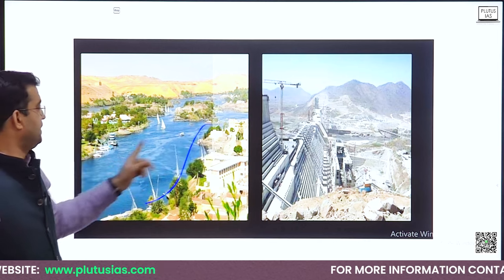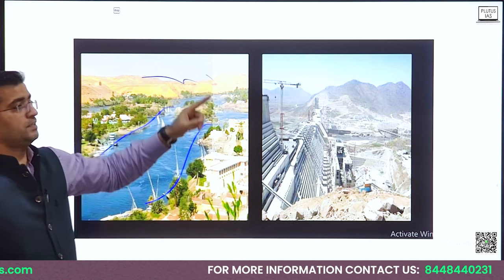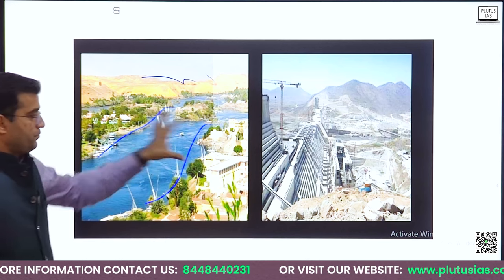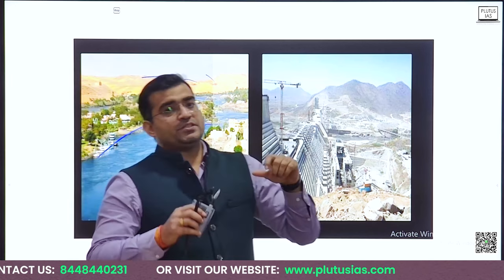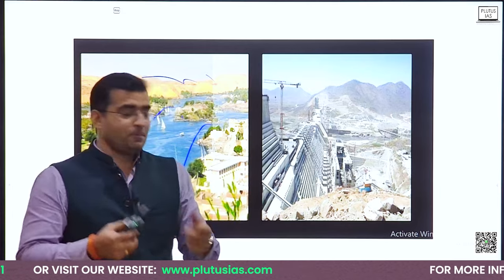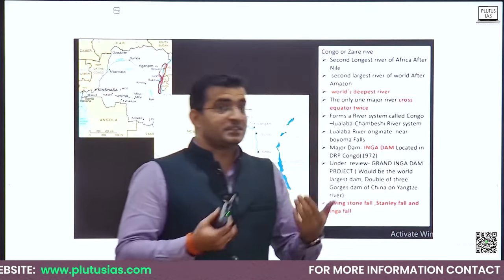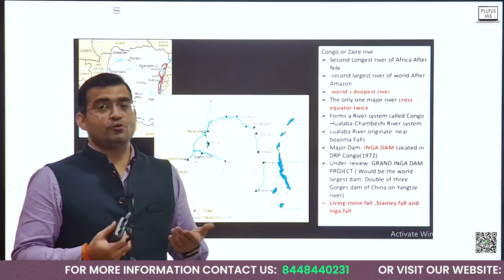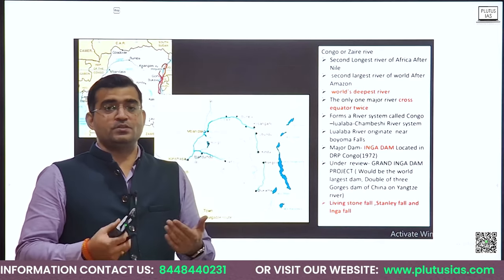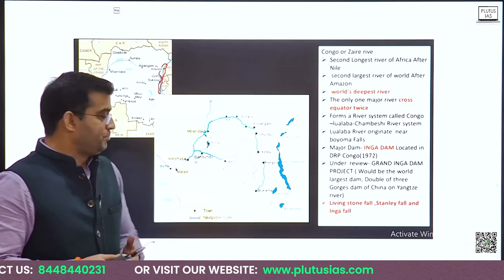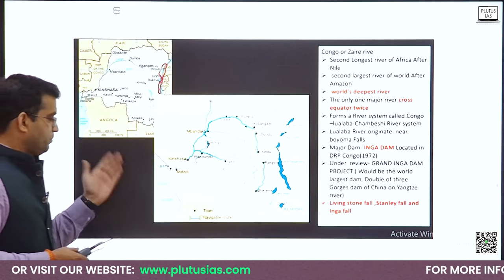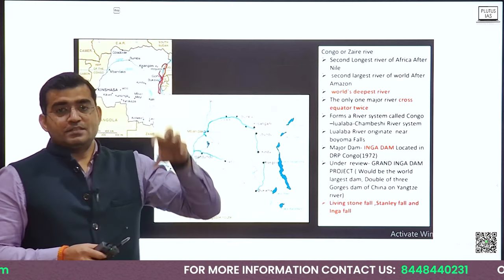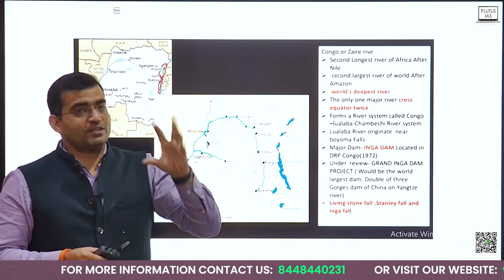You can see this way, it passes through the Sahara Desert and creates oasis-like conditions. So if we collect information in a way that is entertaining or very enjoyable, in that case this will no longer be just a fact. So we should learn this way, so that facts become our point of interest. Similarly, the other river of Africa is the Congo or Zaire.